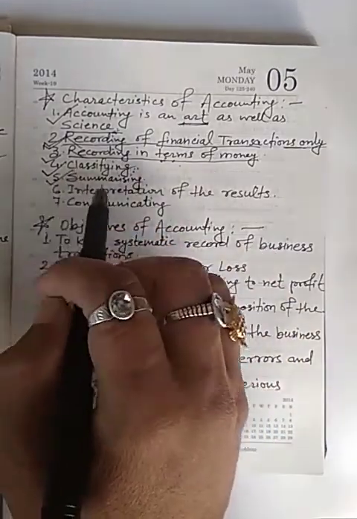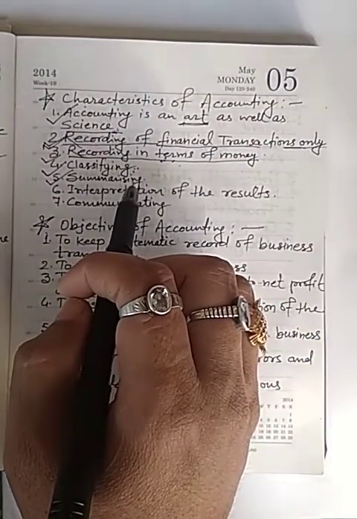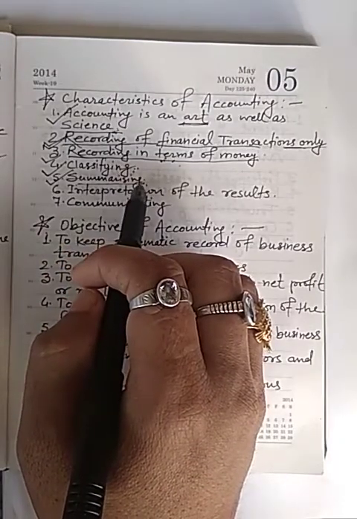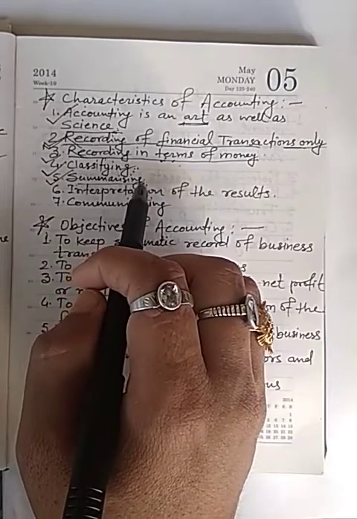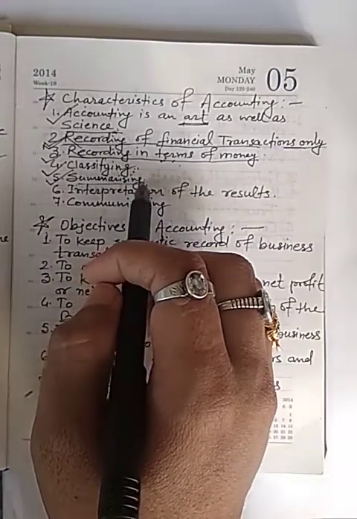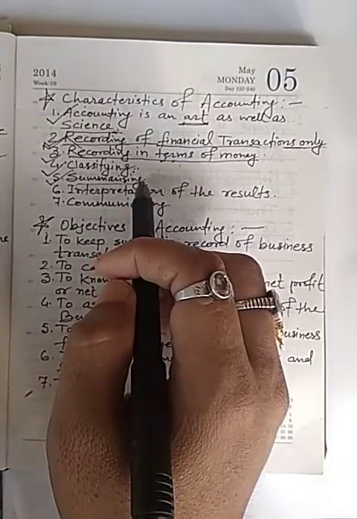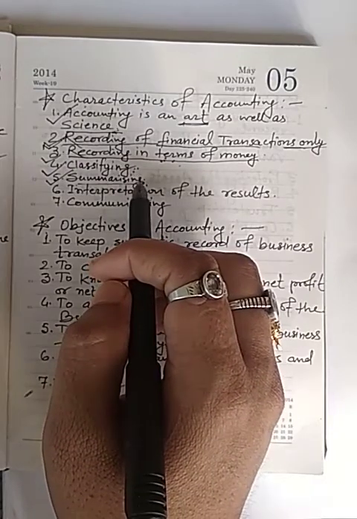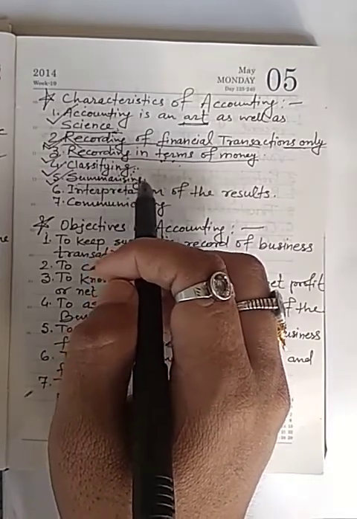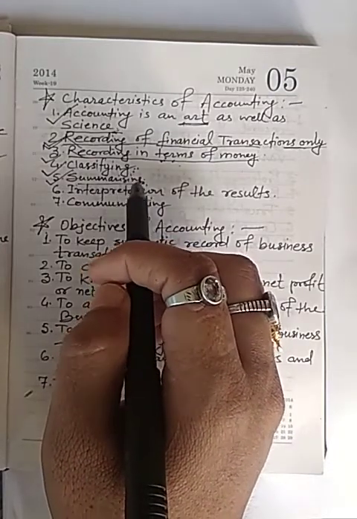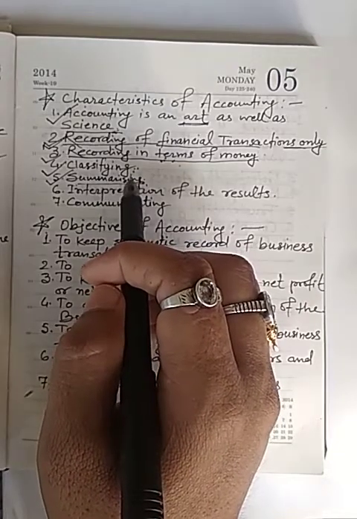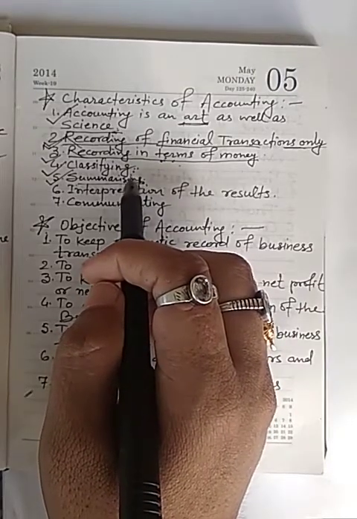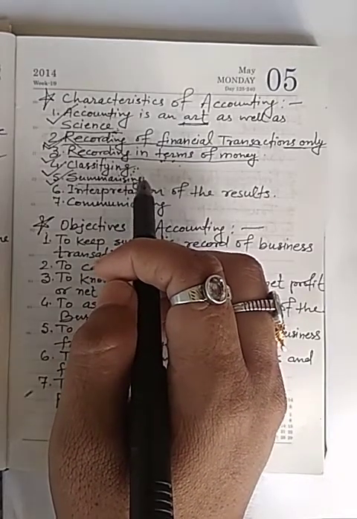Fifth point is summarizing. Summarizing is the art of presenting the classified data in a manner which is understandable and useful to management and other users of such data. This involves the balancing of ledger accounts and the preparation of trial balance with the help of such balances. Final accounts are prepared with the help of trial balance, which include trading account, P&L account, and balance sheet.